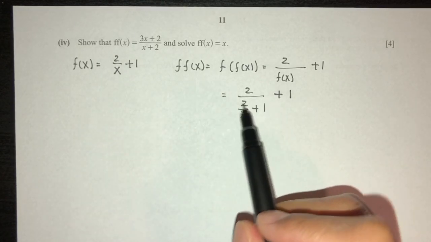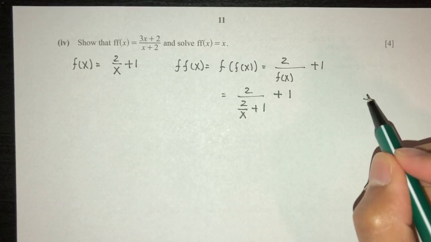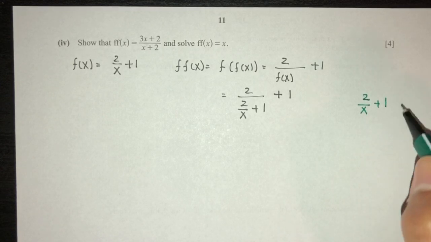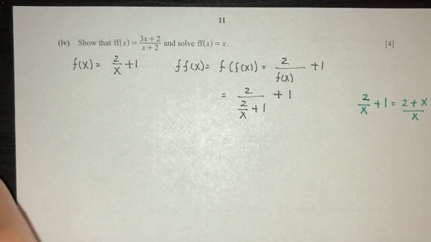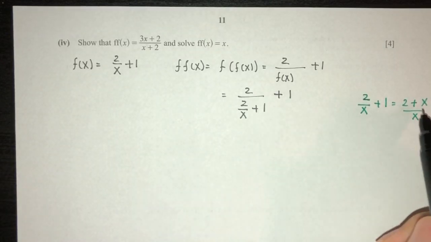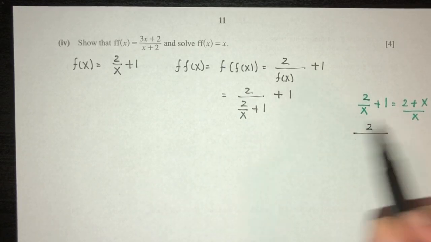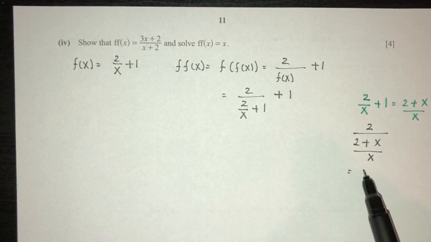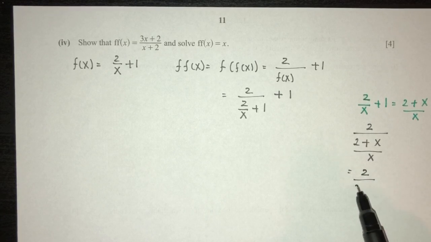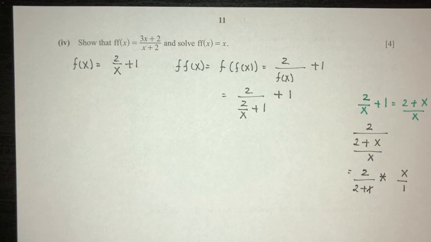So let's bring this to the side. You will have 2 over x plus 1 is equal to 2 plus x over x. Okay, that is 2 plus x over x. Now if you have this, 2 over 2 plus x over x, it is equal to 2 over 2 plus x times x over 1. So this is x. So I hope that makes sense.